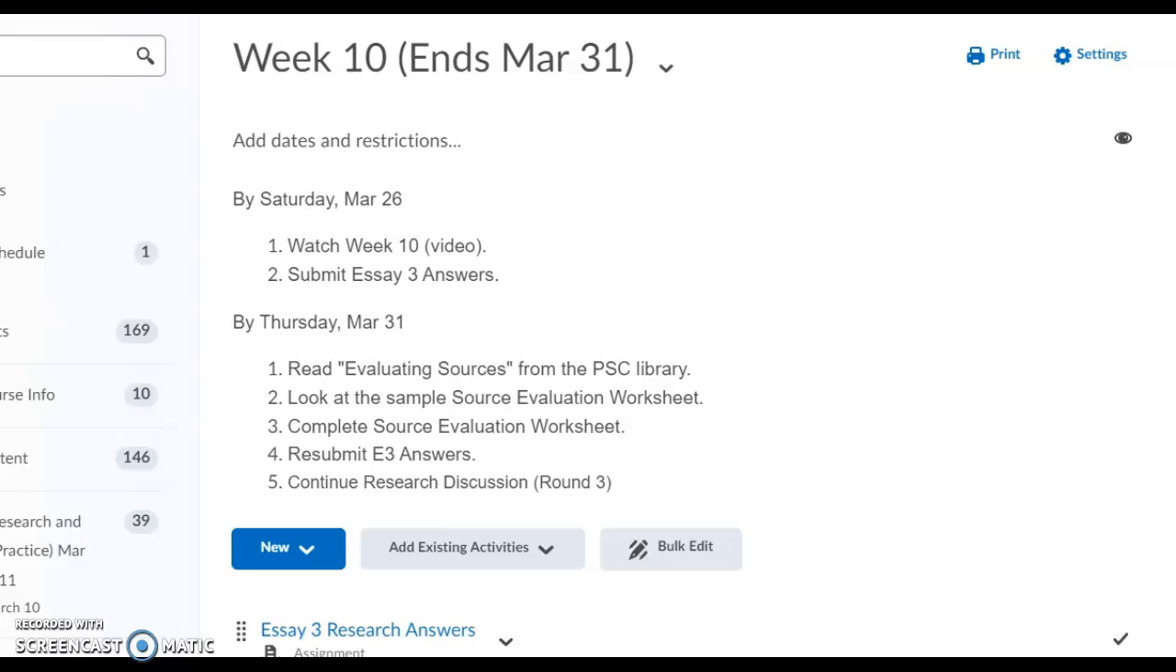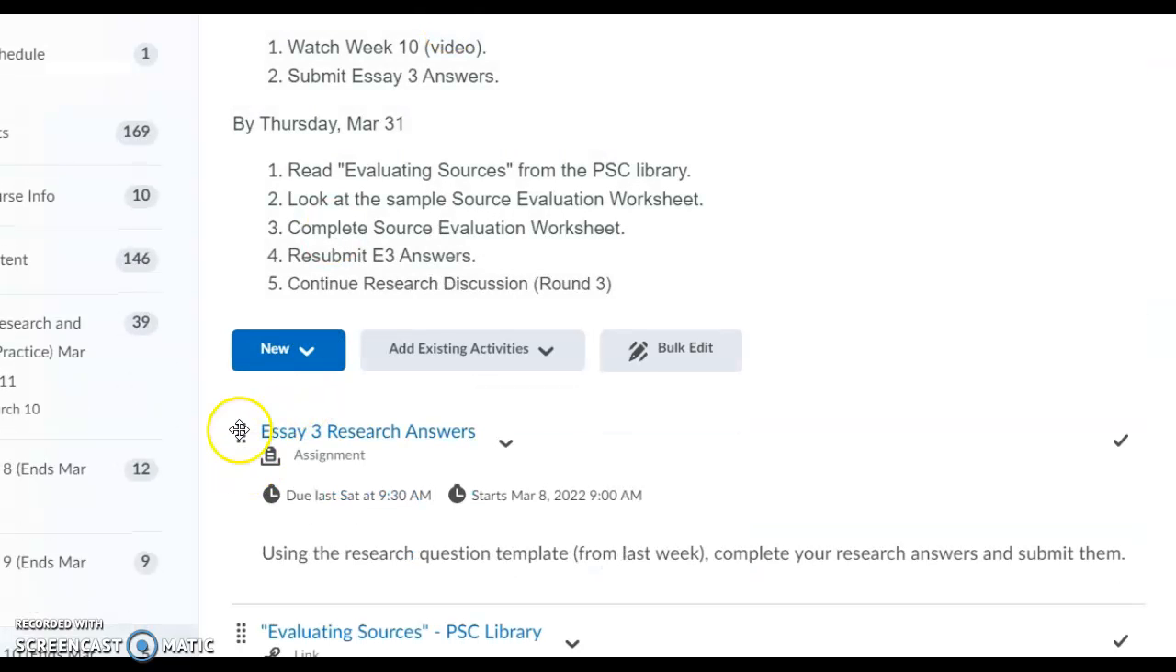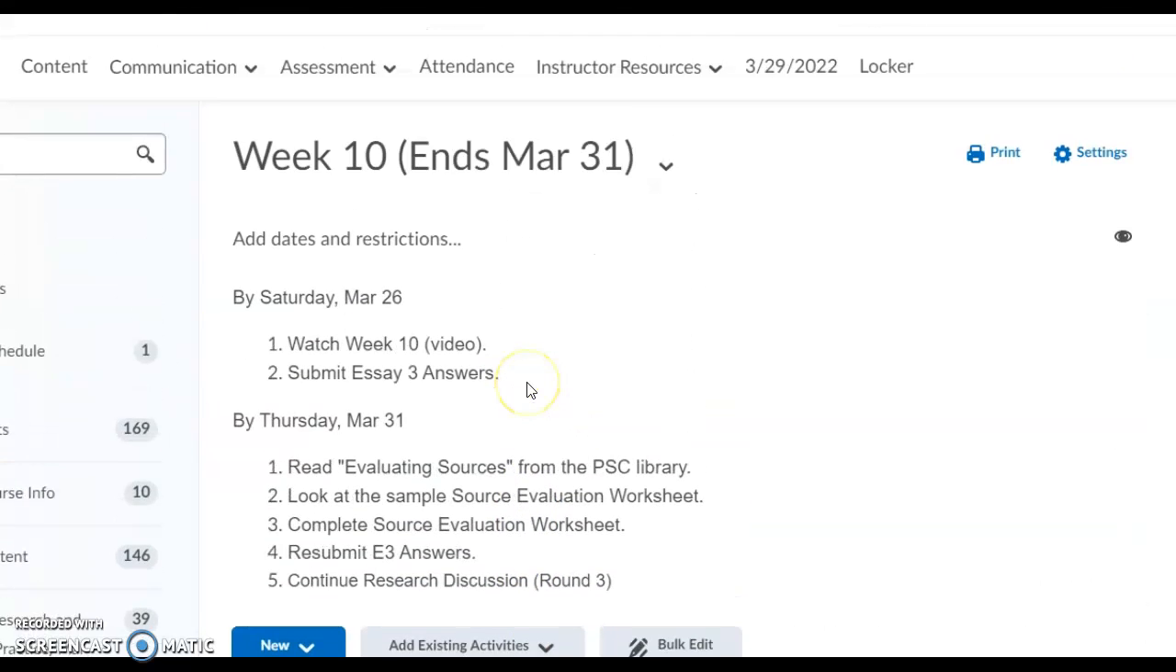Now, what I want to start seeing is that we are answering those Essay 3 answers with good, high-quality, scholarly sources if possible. So, first things first, submit the Essay 3 answers. And we'll see that right here, okay?